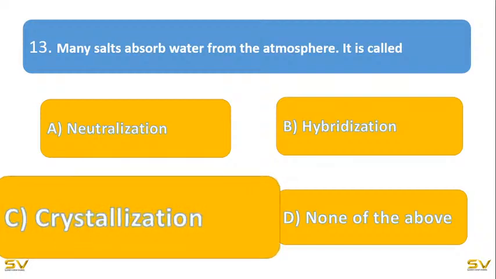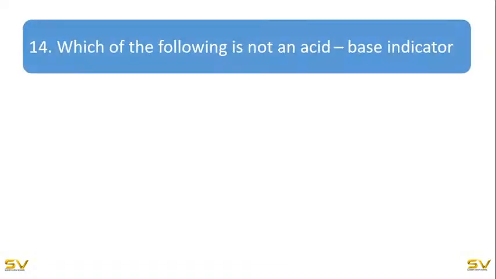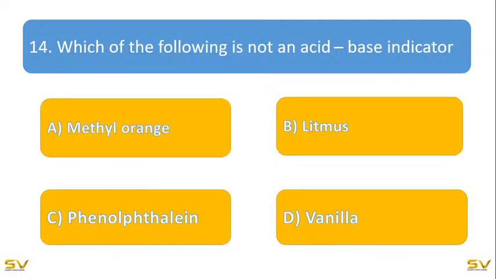Very good. That is the correct answer. So the fixed number of water molecules present in one formula unit of a salt is called crystallization only. Now coming to the next one. Which of the following is not an acid base indicator? So among the four, which is not an acid base indicator?